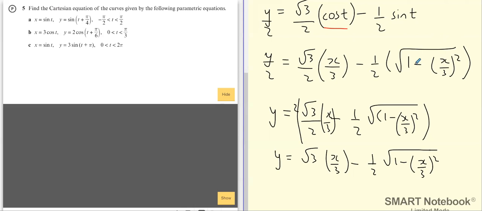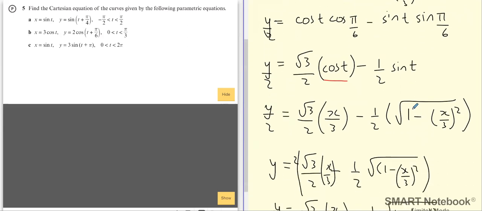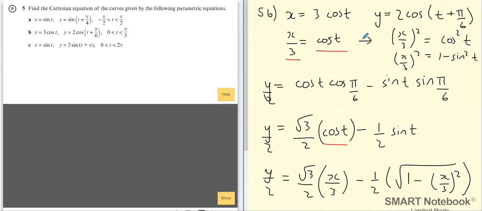Okay, so I'm guessing the problem was with the sine t element, was it? Yeah. So whenever you want to get sine t from cos t or cos t from sine t, we want to be using the sine squared t plus cos squared t equals 1. And once we do that, that's fine.